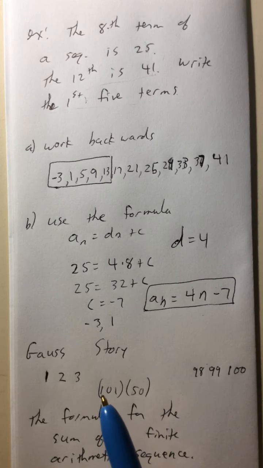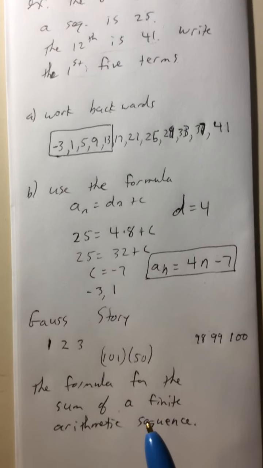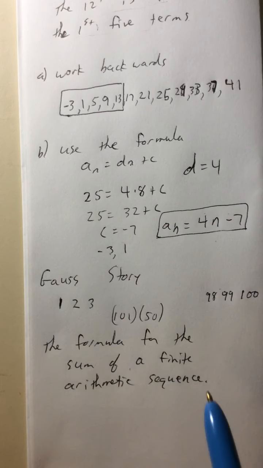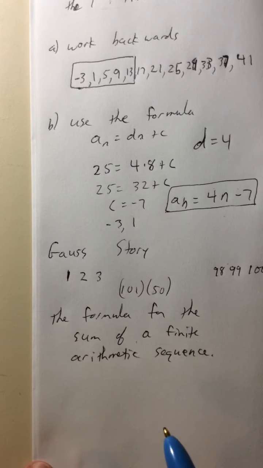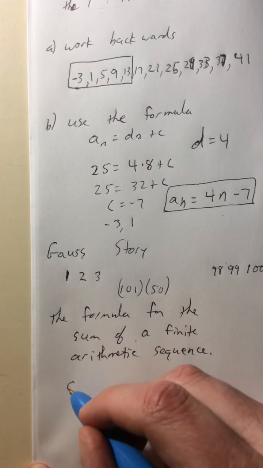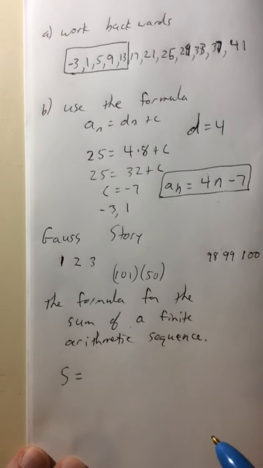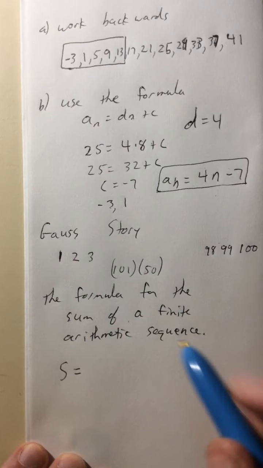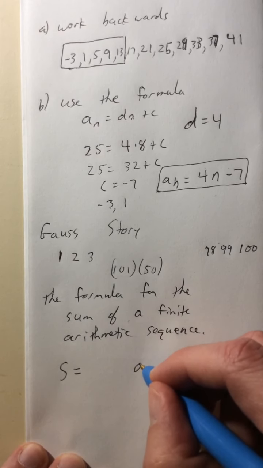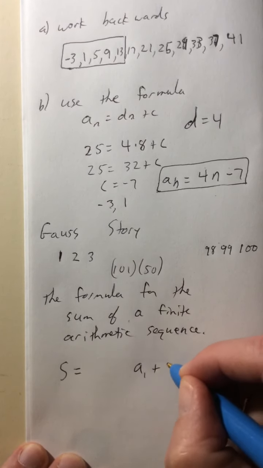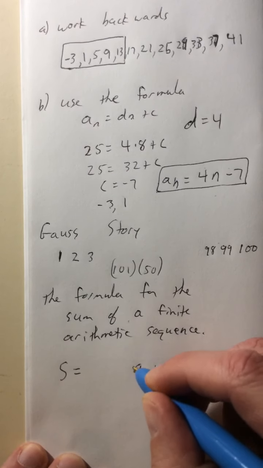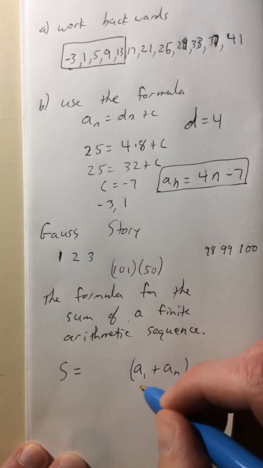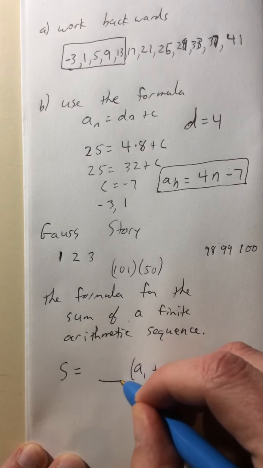But this also gives us a way of finding out the formula for the sum of a finite arithmetic sequence. So we're going to write S for the sum, and we're going to use what Gauss did. He said, well, you know what I'm going to do? I'm going to add the first number and the last number. So I'm going to do a sub 1 plus the last one, a sub n. And I'm going to divide that by 2.